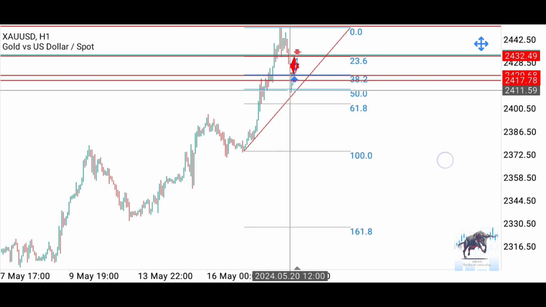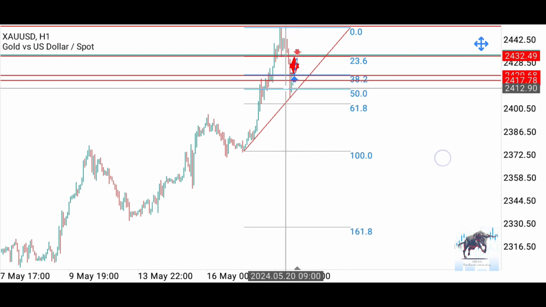But price coming and tapping the 50% was good enough for me to start looking for a market maker buy model on the lower time frame. As I've said to you guys, I'm going to be sharing how you can also master the lower time frame and get sniper entries on your 1 minute, 3 minute, 5 minutes. But in this video I specifically use the 1 minute, and that is what I'm going to be explaining.